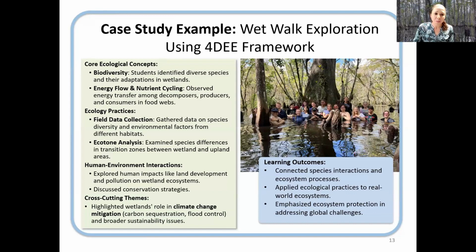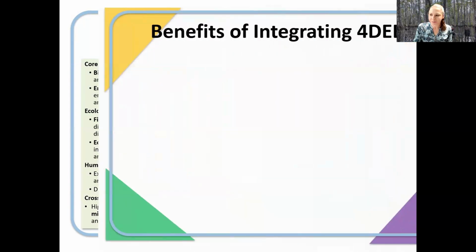And some activities, it's much easier to clearly integrate the 4D framework. For example, I leverage my local ecosystem by taking my general biology 2 students out on a wet walk field trip to the nearby slough, that low-lying wetland with slow-moving water. And this outdoor learning experience literally, as you see in the picture, immerses the students in core ecological concepts. They observe biodiversity firsthand, identify different species, learn about ecotones. So it's a great time, but I always consider that 4D framework.